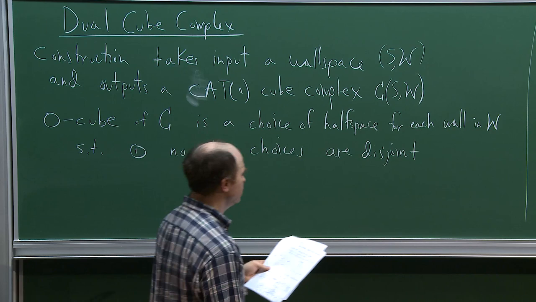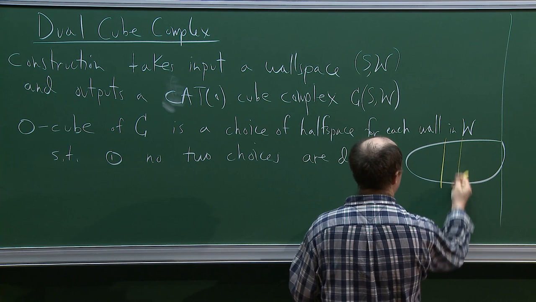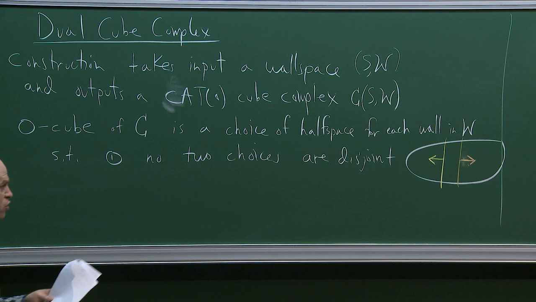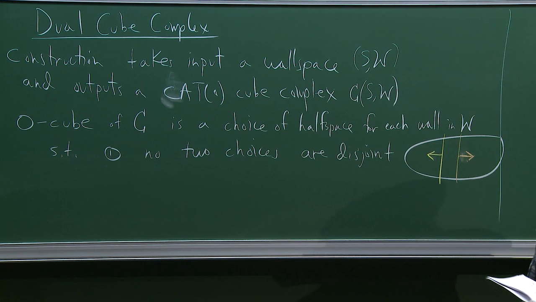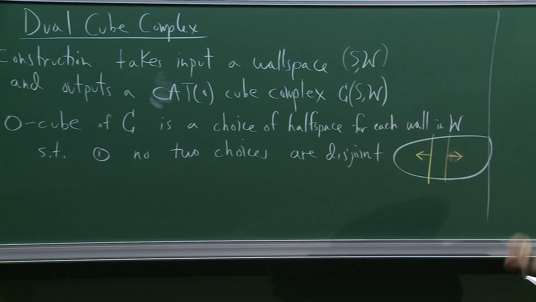Okay, so what that means is that, heuristically, this picture is not allowed. Because I've chosen, it's a nice little communication device to put a little normal vector on your wall to indicate what your chosen half space is. So this is a choice for each of these two walls, but it's problematic because the yellow chosen half space and the orange chosen half space are disjoint.